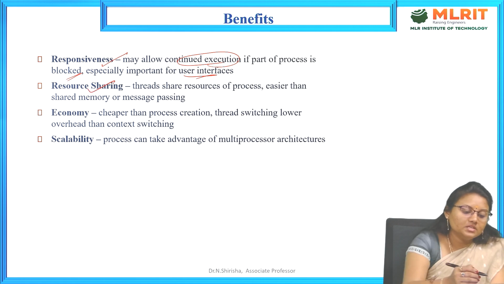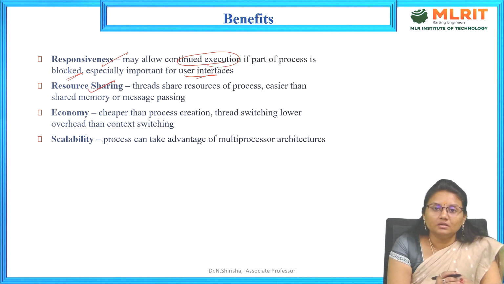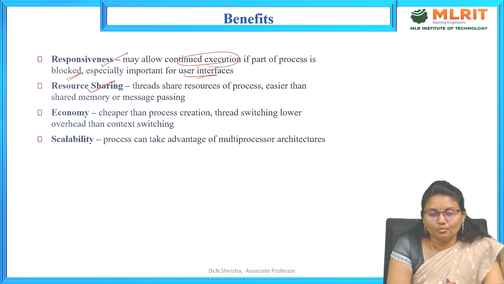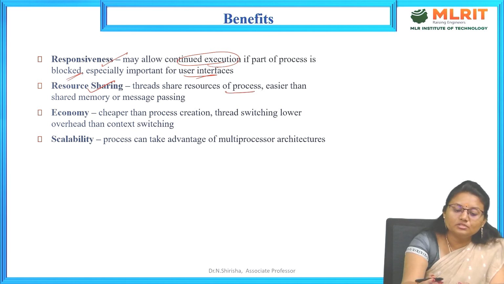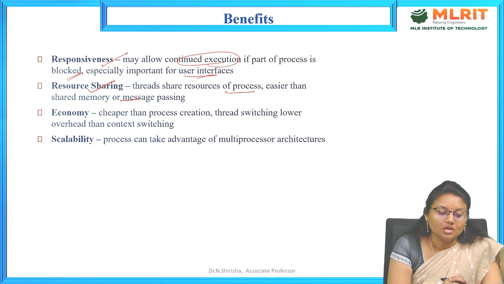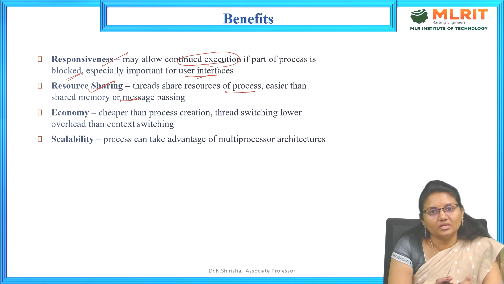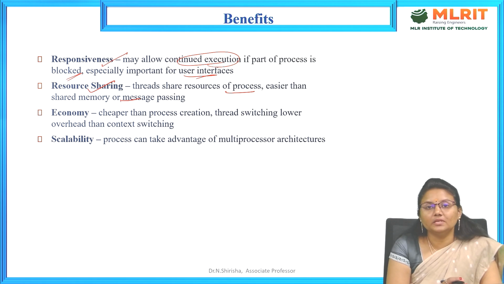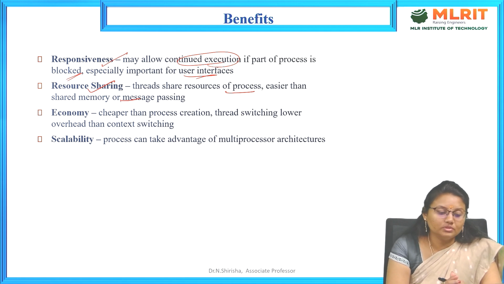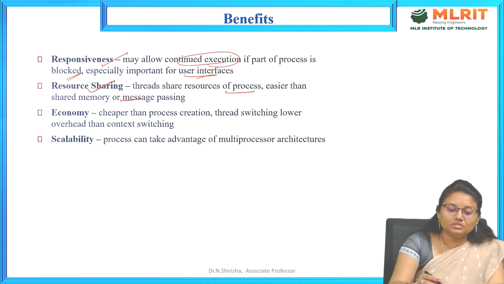The second one is resource sharing, where multiple resources can be connected to one processor, and threads share the resources of the process more easily than shared memory or message passing. In message passing, we know there is one-to-one, end-to-end communication, whereas in shared memory, one-to-many communication can happen, because one will be the writer and all the others will be readers. That is how resource sharing is possible in the IPC mechanism. Threads also share the resources, and it is easier than these IPC mechanisms.